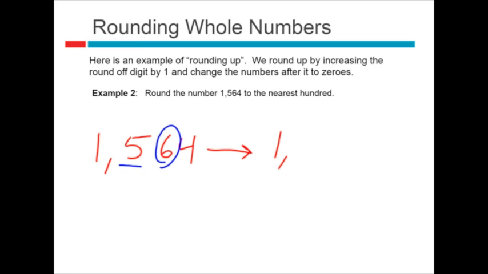So it would be 1,000, and instead of 564, we're going to increase that round-off digit by 1 to a 6, and then change the digits after it to zeros. And that's all you have to do. And we've now rounded the number 1,564 up to the nearest 100.